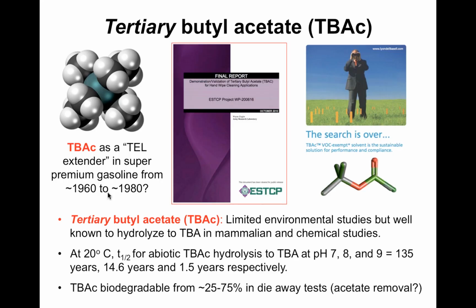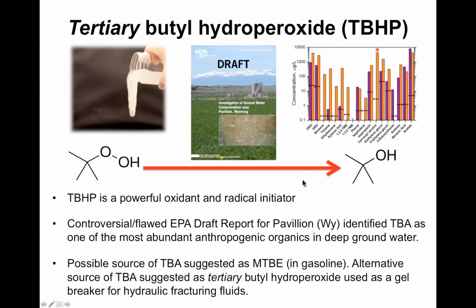This is an ESTCP report describing the use of tertiary butyl acetate for cleaning applications, in this case for cleaning hands. Perhaps more significantly, this is a bit of advertising copy taken from Lyondell, who are a major producer of tertiary butyl alcohol. We now have tertiary butyl acetate as a VOC exempt solvent. And so if this solvent happens to make it into an environment where it will hydrolyze, either biologically or abiologically, you then have another potential source of tertiary butyl alcohol.